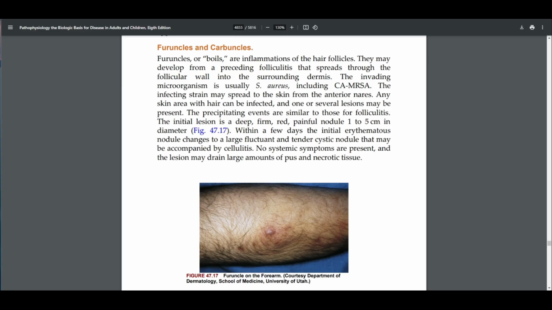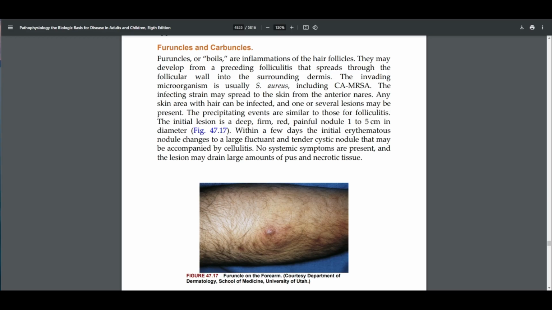Furuncles and carbuncles. Furuncles or boils are inflammations of the hair follicles. They may develop from a preceding folliculitis that spreads through the follicular wall into the surrounding dermis. The invading microorganism is usually S. aureus, including CA-MRSA. The infecting strain may spread to the skin from the anterior nares. Any skin area with hair can be infected, and one or more lesions may be present.